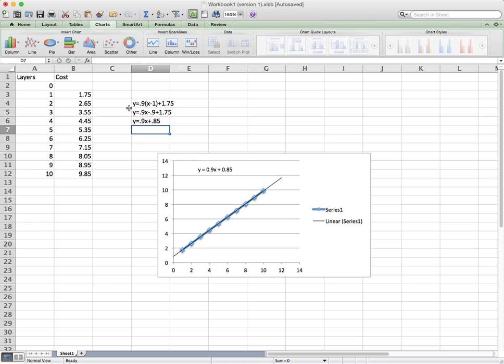So in fact, if you put 1 in there, we'd have 0.9 times 0, which is 0 plus $1.75, and that works out. If we put 0 in there, you'd have 0.9 times negative 1, so negative 90 cents plus $1.75, and we would have 0.85. So theoretically, a 0-layer burger, a burger without meat and cheese, should be 85 cents.